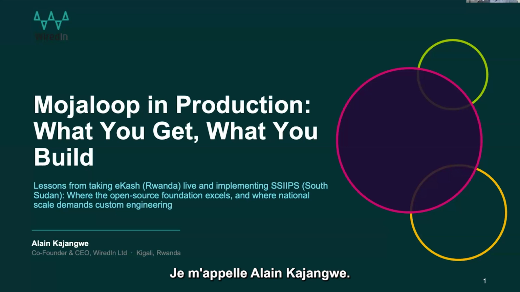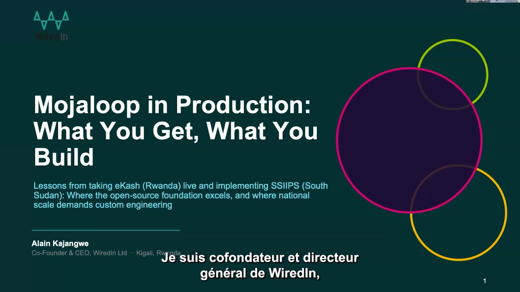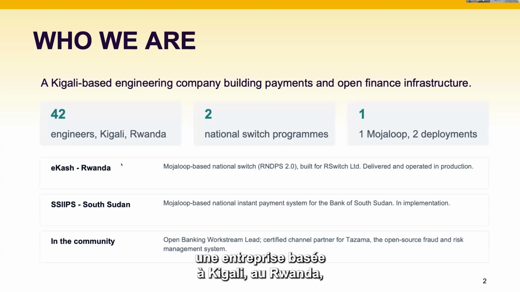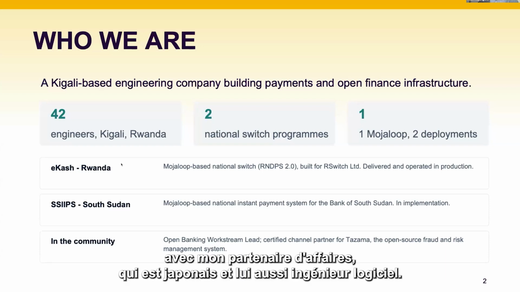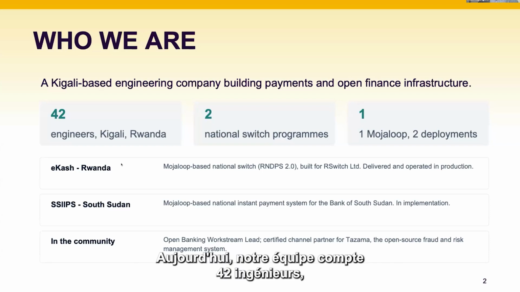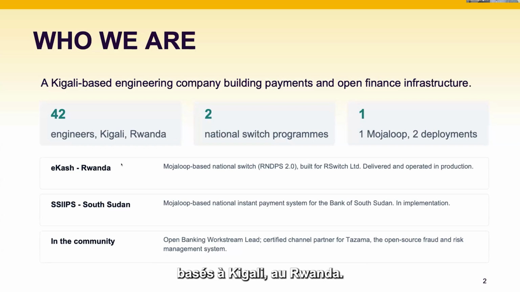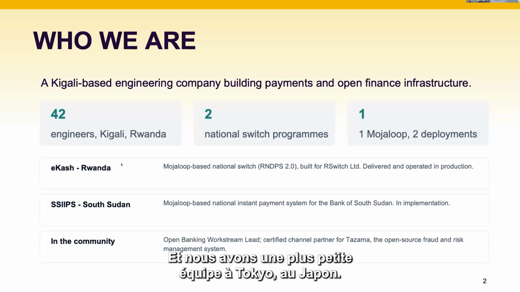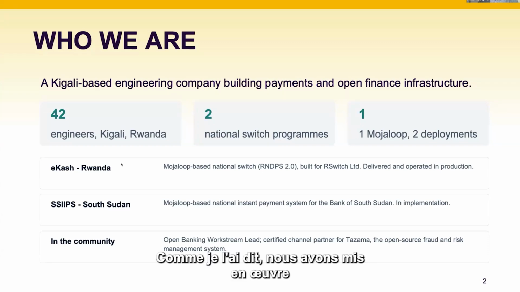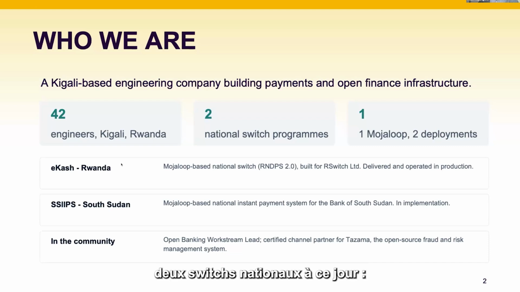So my name is Alan Kajangwe. I'm the co-founder and the CEO of Wiredin. We are an engineering company based out of Kigali, Rwanda, with business partners in Tokyo, Japan. Wiredin was established in 2014 with a business partner who's from Japan, also a software engineer. Today, our team is made up of 42 engineers based out of Kigali, Rwanda, and then we have a smaller team in Tokyo, Japan.